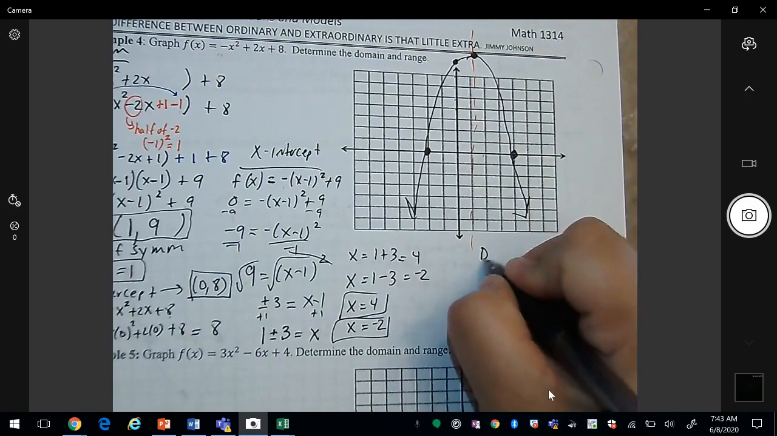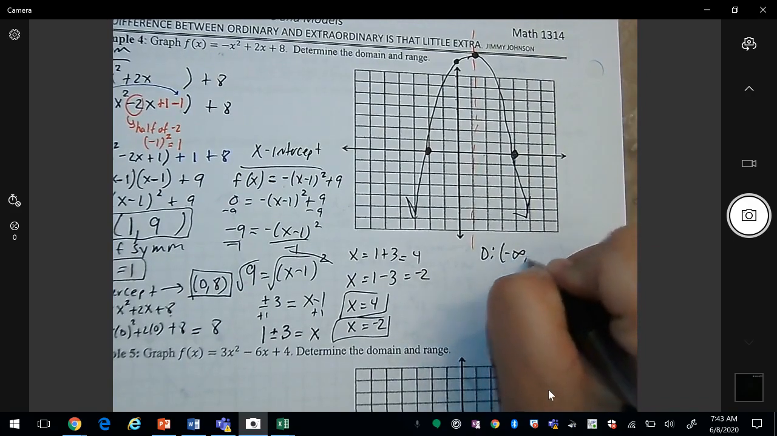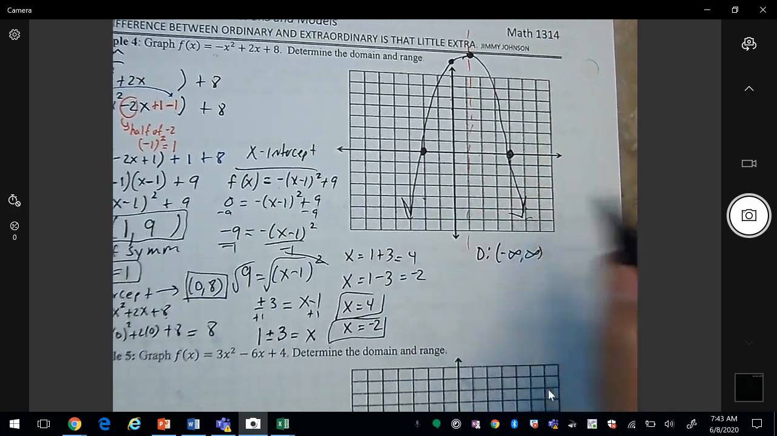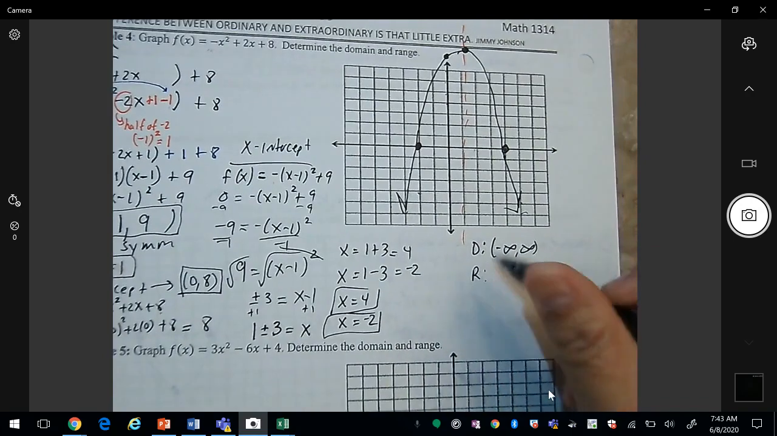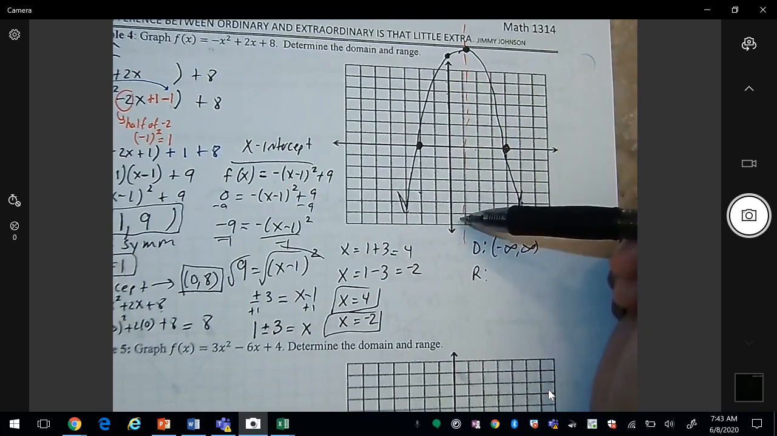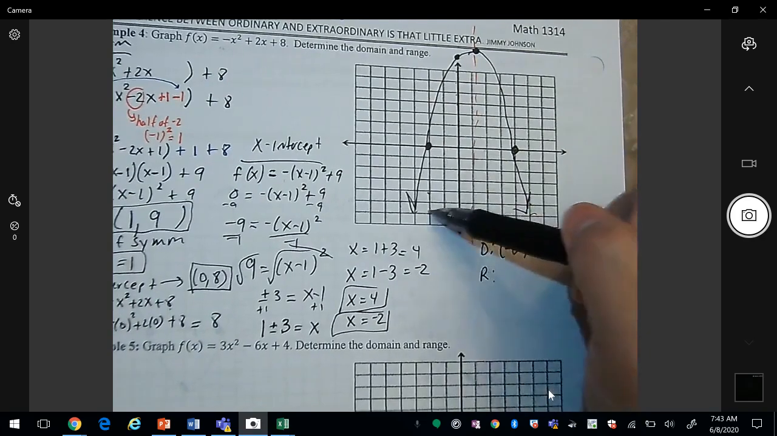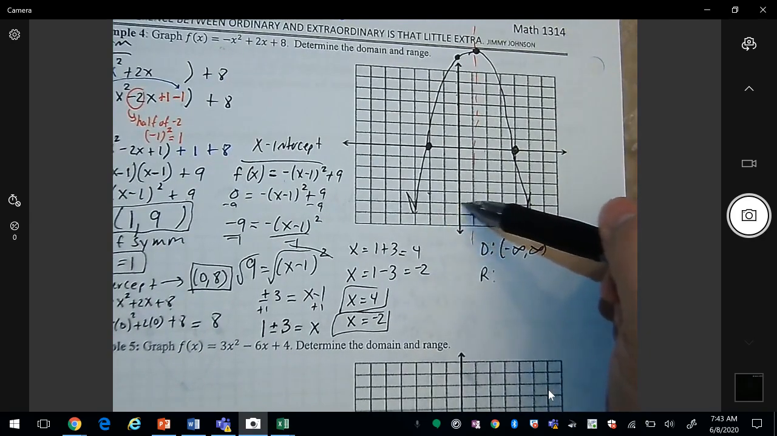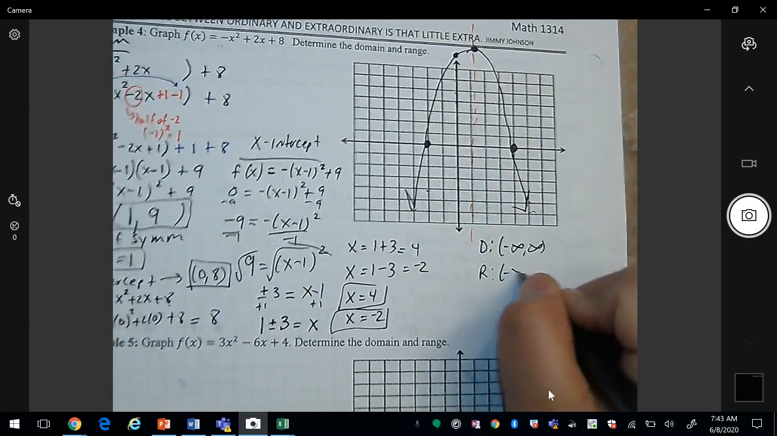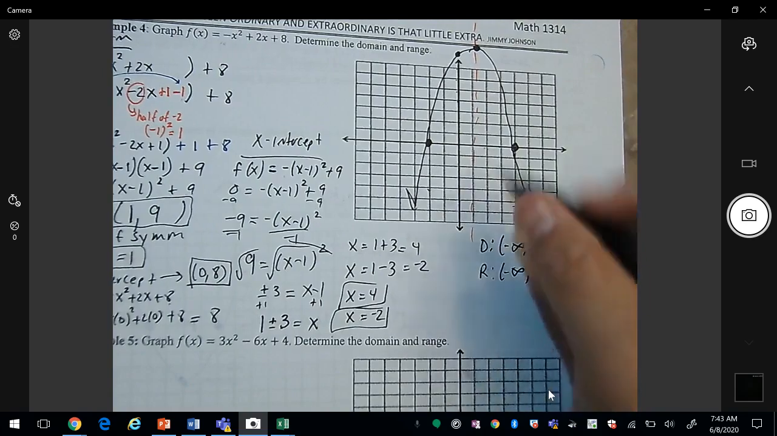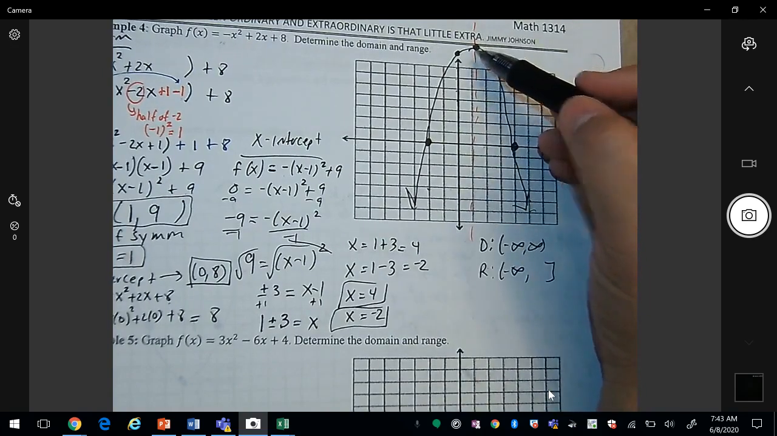Okay, the domain is all real numbers since we're using all the x's. And then the range, the lowest value that we're using is the -infinity down here. And it goes up to the highest point for y, which is going to be 9.